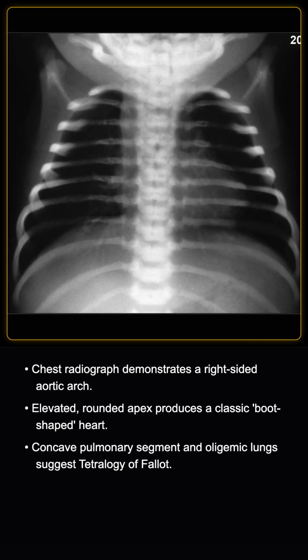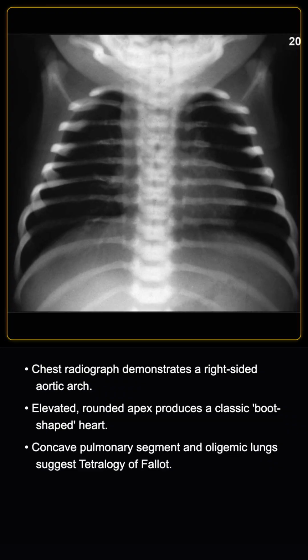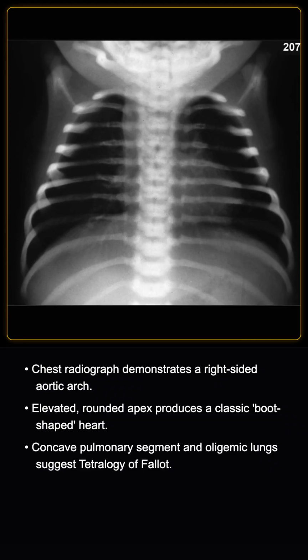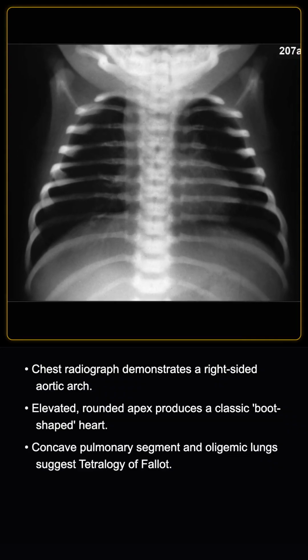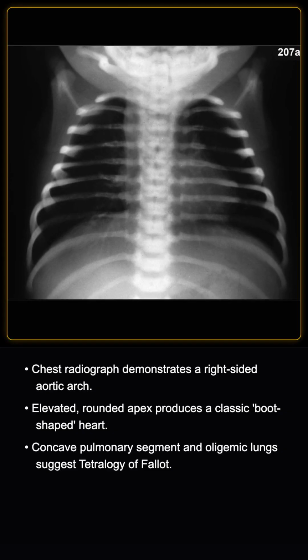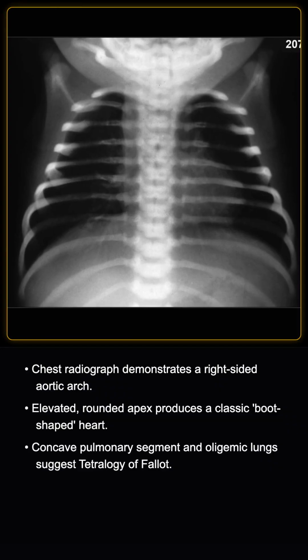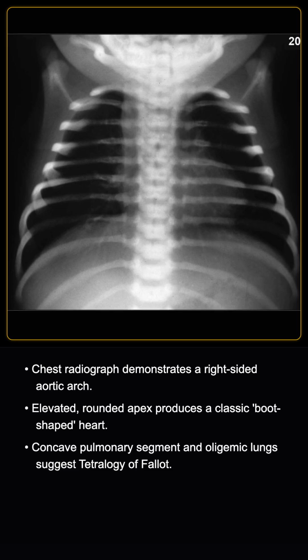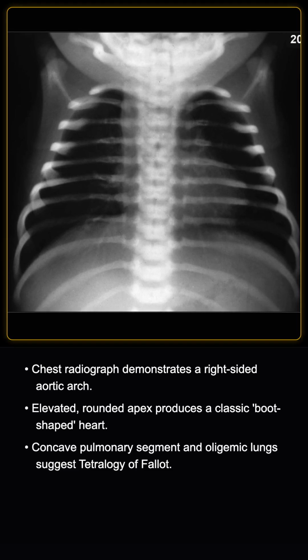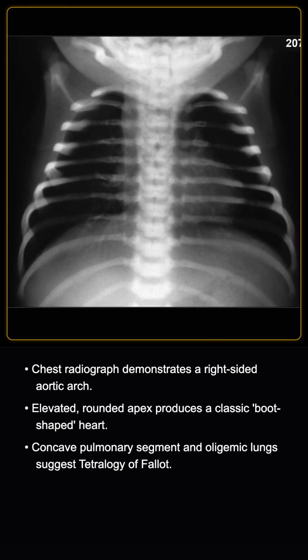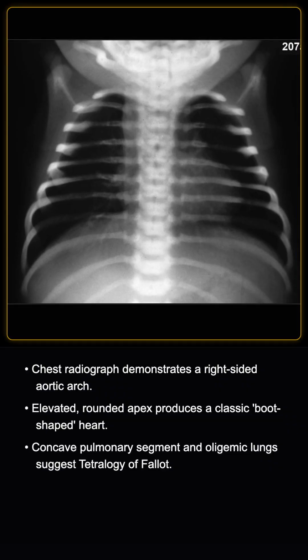The overall heart size is normal, but the cardiac apex is elevated and rounded, producing a classic boot-shaped heart. This boot shape indicates right ventricular hypertrophy. Furthermore, the main pulmonary artery segment is concave, and there is a reduction in the caliber of the pulmonary vessels, indicating oligemic lungs. Overall, these features are highly suggestive of Tetralogy of Fallot, and the differential diagnosis includes other causes of cyanotic congenital heart disease with a right-sided aortic arch, such as truncus arteriosus.